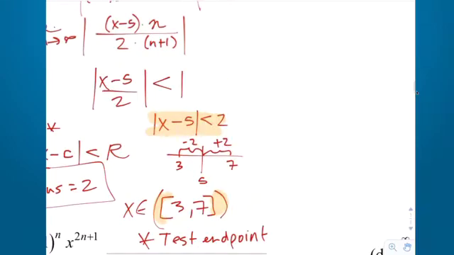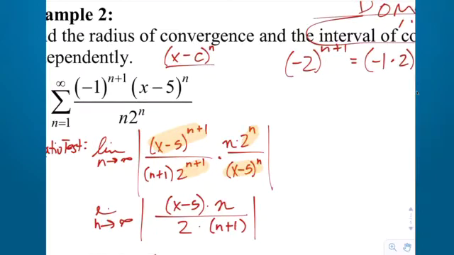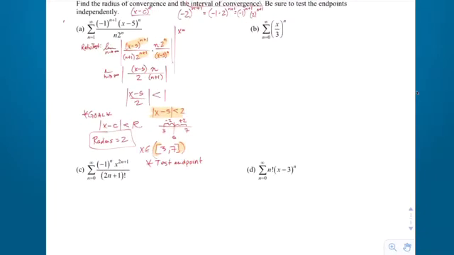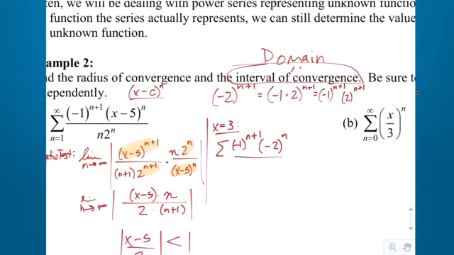So let's test the endpoints by plugging those values back in way up here at the top into the original series, okay? So I'm going to make a little line right here, and we're going to say when x equals, let's do the lower bound first, when x equals 3. And all you got to do is plug your 3 in right there for x. And so we're going to have the series. It's going to be negative 1 to the n plus 1. 3 minus 5 is negative 2, all over n times 2 to the n.